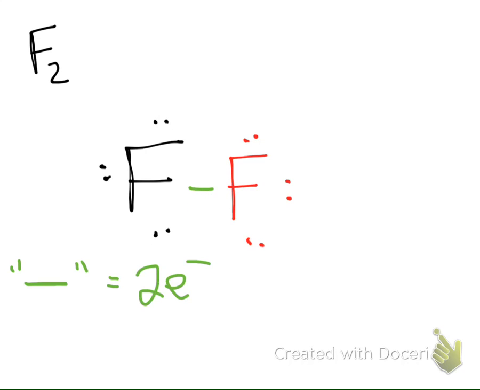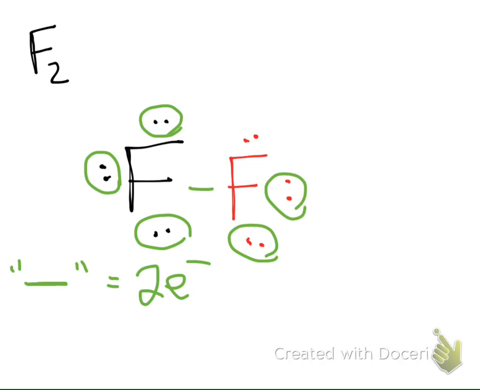What these guys are called, these electrons that are hanging out and they're not bonding, these are all called lone pairs. They're all alone, and they're pairs of electrons that want to bond with someone, but no one wants them. Yeah, they're sad.